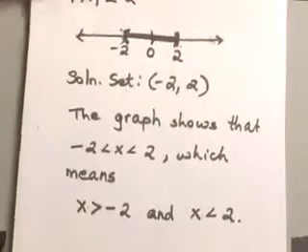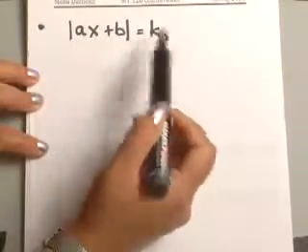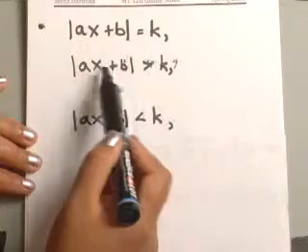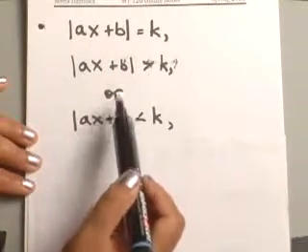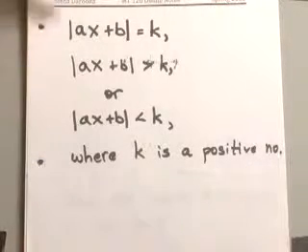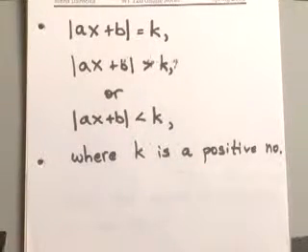So that leads us to the discussion of absolute value equations and inequalities. If you were writing this as an equation or an inequality, you would probably see something of this form: absolute value of ax plus b equals k, or as an inequality, absolute value of ax plus b greater than k, or absolute value of ax plus b less than k, where a and b are real numbers and k is a positive number.